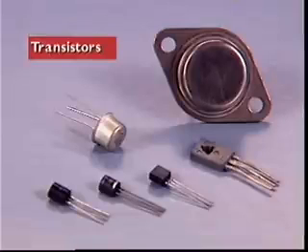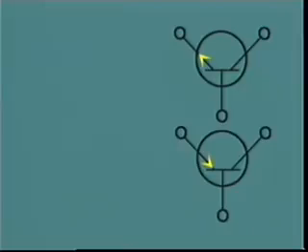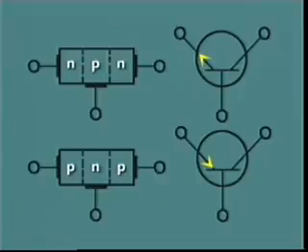This section examines transistors and power transistors. These are semiconductor devices used as switches and to amplify currents. There are two kinds, NPN and PNP. The NPN transistor has a P-type semiconductor between two N-type semiconductors. A PNP transistor has an N-type between two P-types.